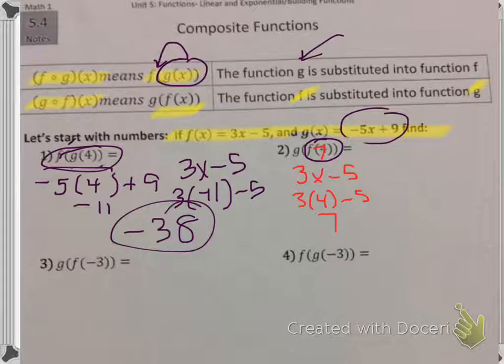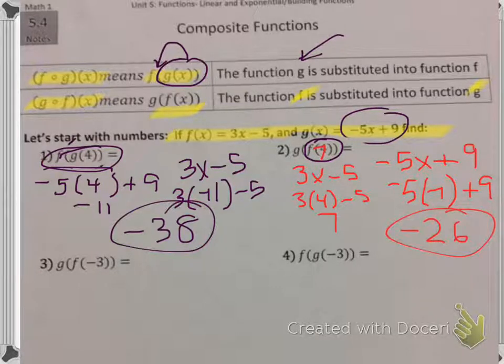So now I've got to put 7 back through the g function. So negative 5x plus 9, in place of the x, I'm going to put in 7. So negative 5 times 7 plus 9, which is a negative 35 plus 9, so a negative 26. So it does not work the same forward and backwards. Even though it was the same number and the same functions, the order did matter here. So negative 38 for the first one, negative 26 for the second one. Two completely different answers there.